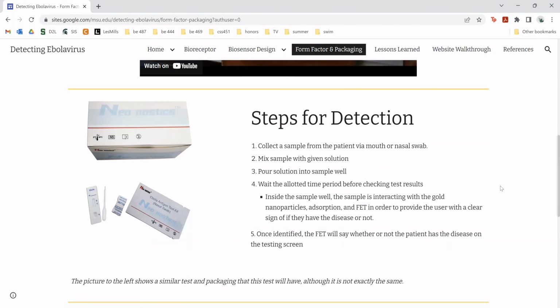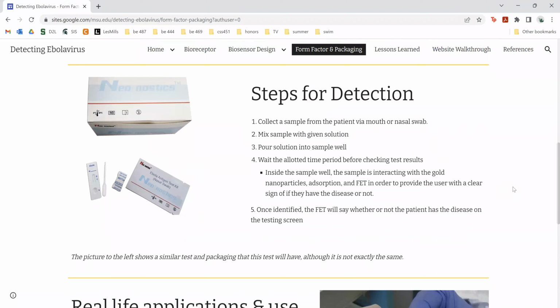You can see our steps for detection. The first step is to collect a sample from the patient's mouth via mouth or nasal swab. The second is to mix the sample with our given solution. That solution will then be poured into the sample well, and then the patient will need to wait the allotted time period before checking results. Once identified, the FET will say whether or not the patient has the disease on the testing screen.